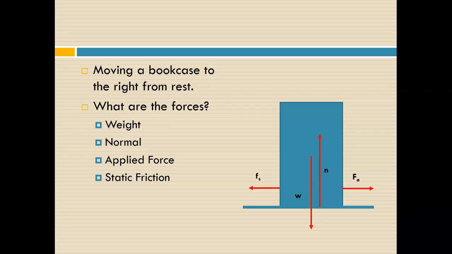We have the weight of the bookcase pulling downward caused by the pull due to gravity. We have the normal force, which is pushing upwards, which is caused by the surface of the rug interacting with the surface of the bookcase. We have the applied force that we're pushing over to the right. And because the bookcase is not moving, we're going to have static friction, which is pulling to the left, which is opposing the motion.